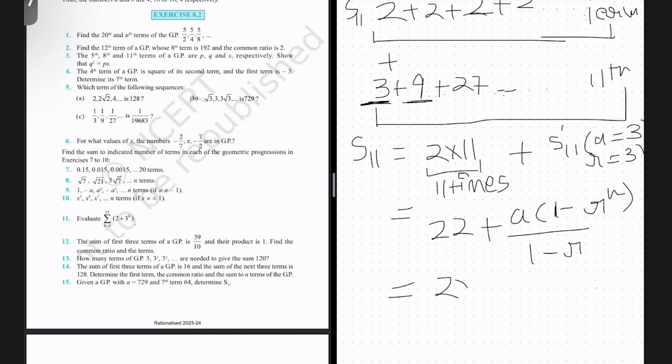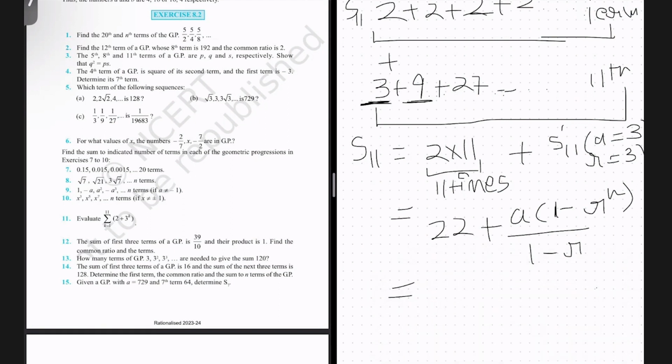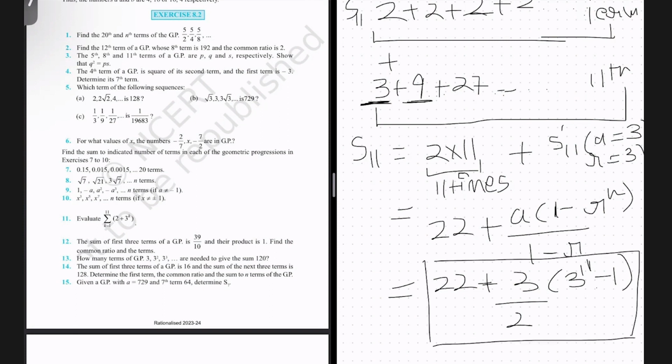So finally, when I write this, it is 22 plus the first term, which has been given to us as 3. I have 1 minus R here, so I'm going to do R minus 1. I have 2 in the denominator, and in the numerator I have the common ratio, which is also equal to 3, and we need to find up until the 11th term. So 3 raised to the power 11 minus 1, and that is going to be your final answer, right?